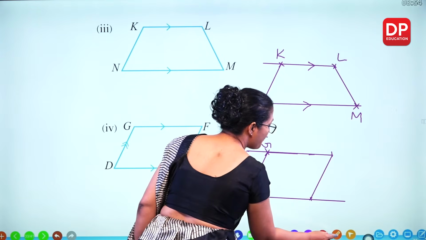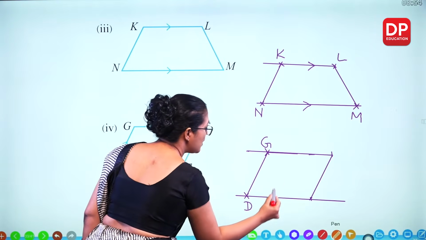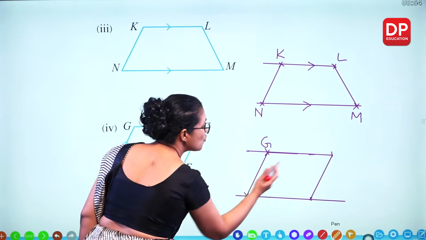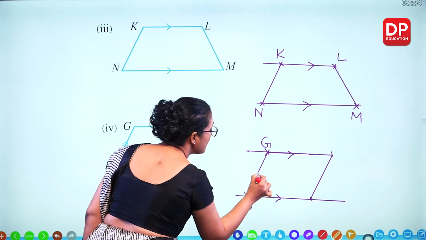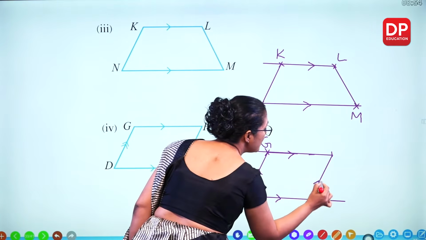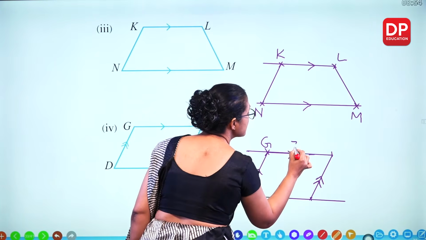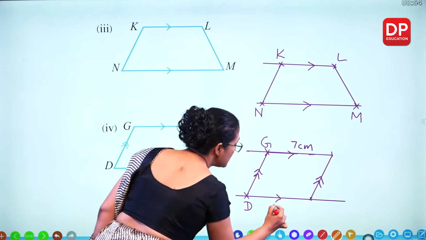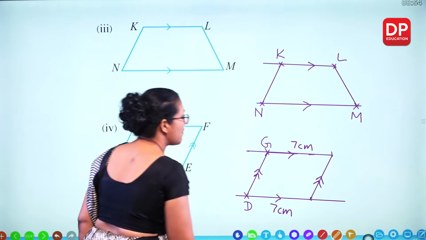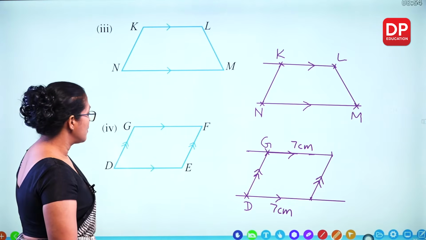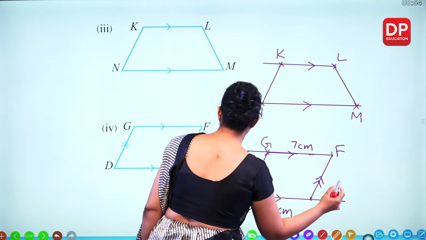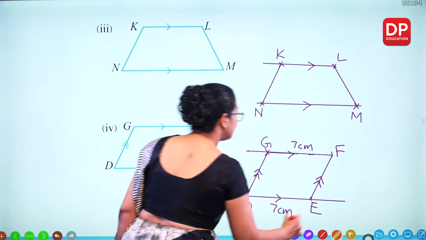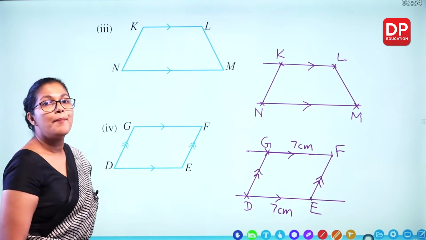Now we know when you get equal distances, you get these 2 lines also parallel. So we can mark these 2 lines are parallel. Here also parallel because we took the same distance. I took 7 centimeters and here also 7 centimeters. So what's the other point? F and E. So this is a parallelogram.